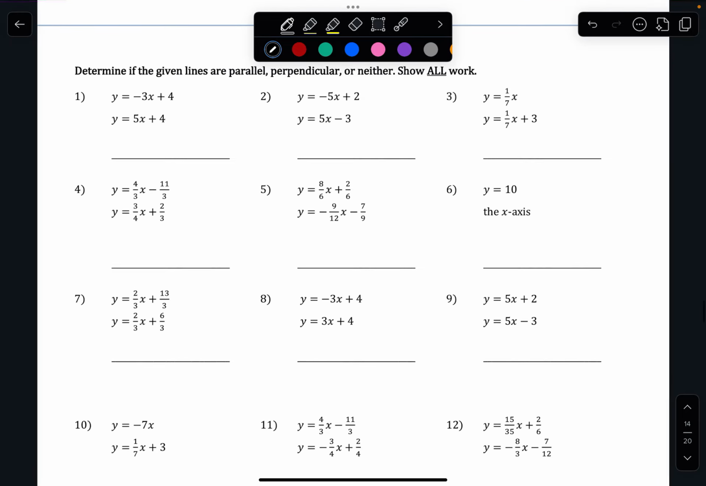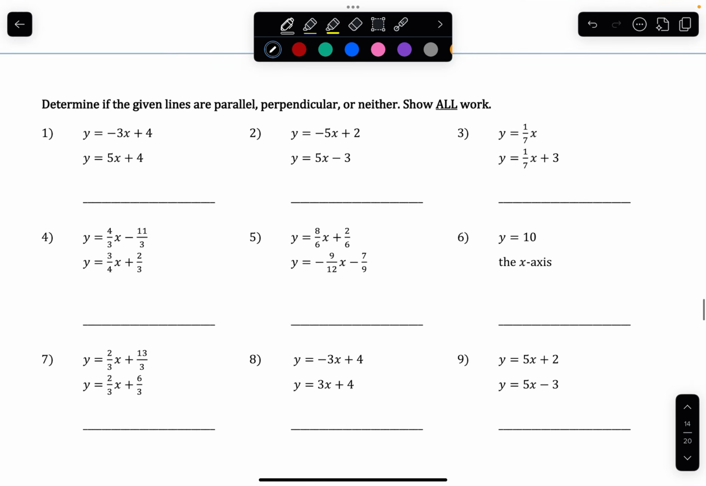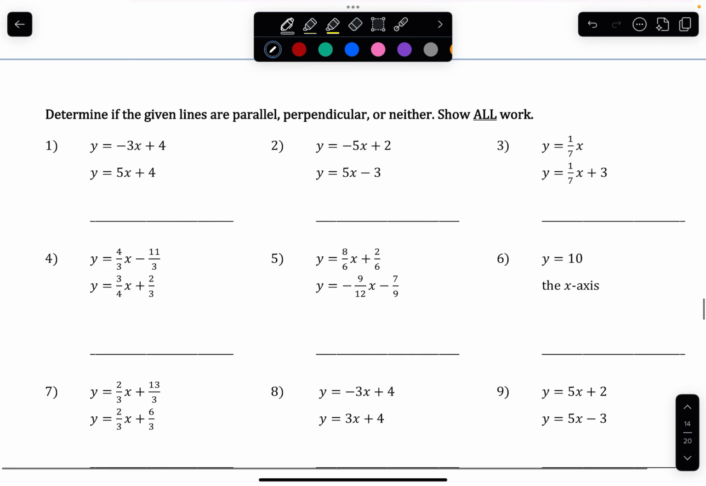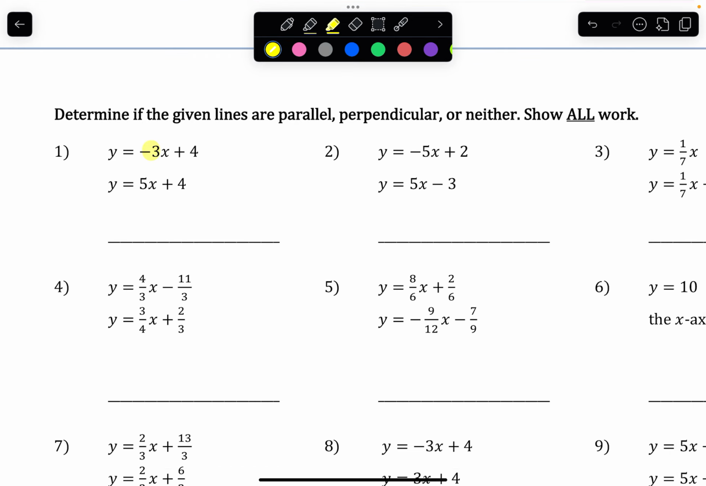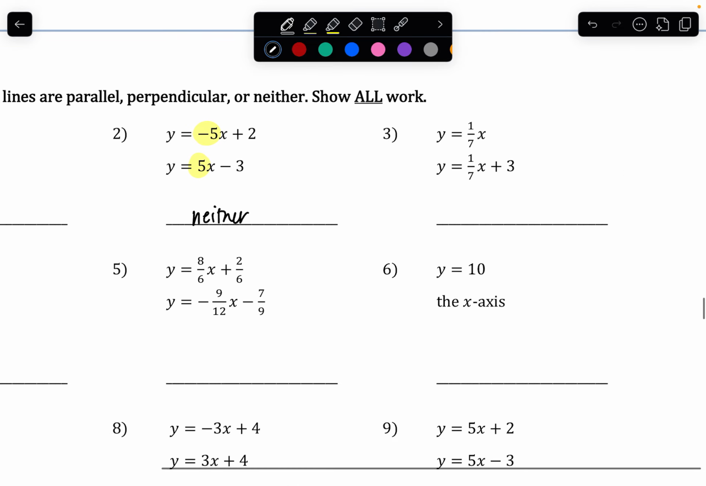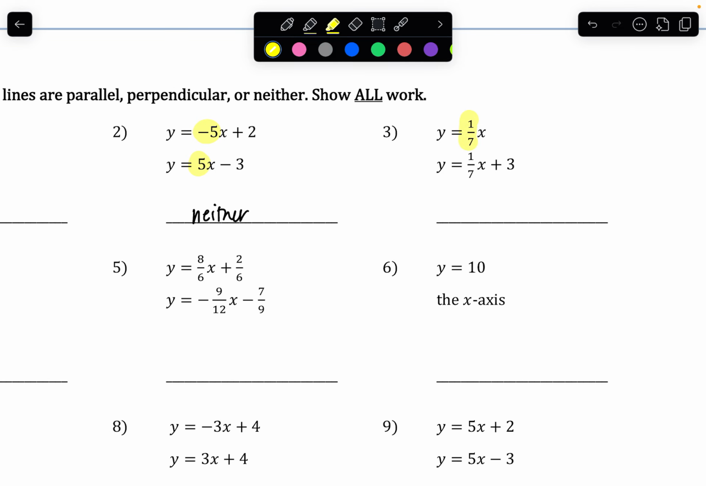Okay, so for this last page, we are just going to identify whether the given lines are parallel, perpendicular, or neither. Looking at number 1, for each of these, we just have to look at the slopes. One slope is -3, the other is 5, so these are not parallel or perpendicular. Here we have a slope of -5 and +5, and a lot of people want to say that's perpendicular, but it's not. They have to be negative reciprocals. We don't have the reciprocal happening here. And so once again, neither. Here we have a slope of 1/7 and then a slope of 1/7, so these are parallel.